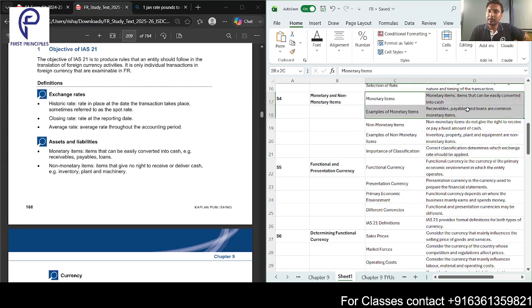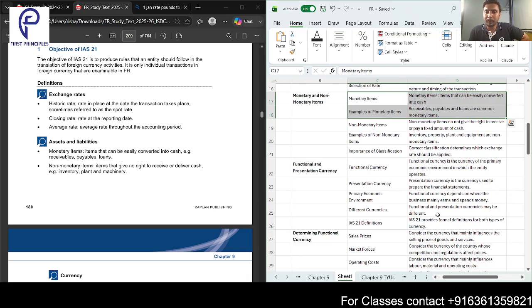Okay, let's get an understanding of the first two here. What is a monetary item, and an example of a monetary item, Mamta? Take us through this. I've written it and highlighted it. Just read it out, please. Very good. Example. Yeah, perfect. Receivables, payables and loans are common monetary items. Okay, perfect. Thank you, Mamta.